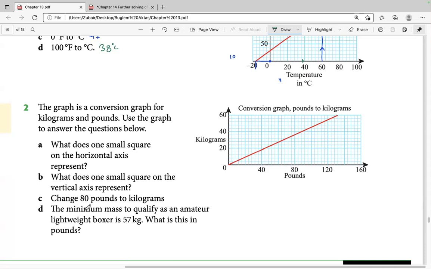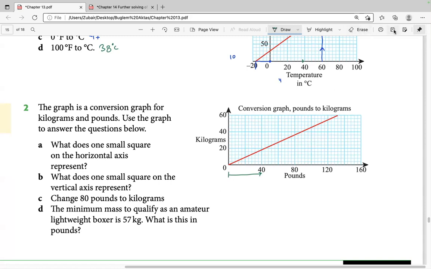What does one small square on the horizontal axis represent? I can see that 40 is exactly on the 10th box. So one small box would represent 4. Oh, because we divided. I think I also miscounted it, because I was counting how many boxes there were, and I got 11.